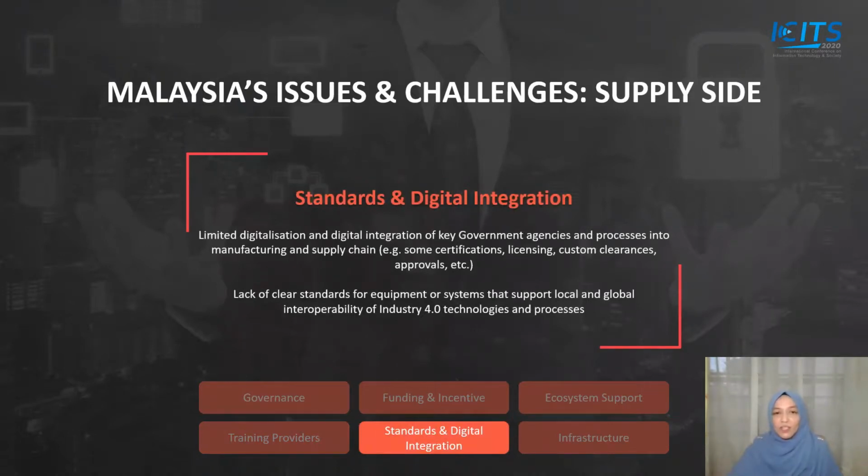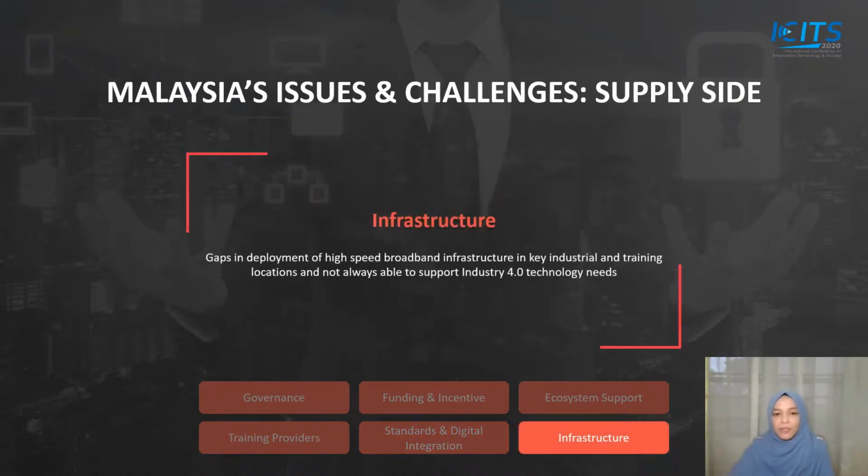In terms of standards and digital integration, limited digitalization and digital integration of key government agencies and processes into manufacturing and supply chain. Also, lack of clear standards for equipment or systems that support local and global interoperability of Industry 4.0 technologies and processes. Last is in terms of infrastructure, gaps in deployment of high-speed broadband infrastructure in key industrial and training locations and not always able to support Industry 4.0 technology needs.